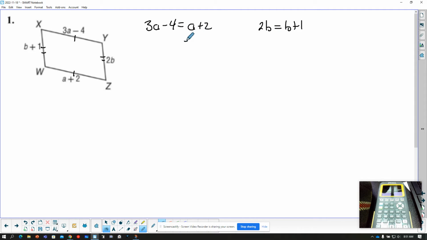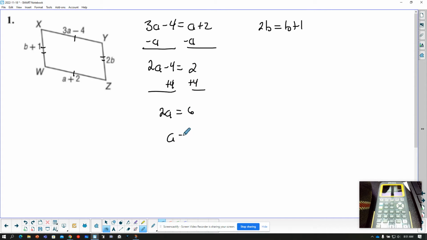If I was solving this one, I would begin subtracting a. 3a minus a is 2a. Negative 4 equals 2. I would then add 4 to both sides. 2a equals 6. Divide both sides by 2 and I get a equals 3.